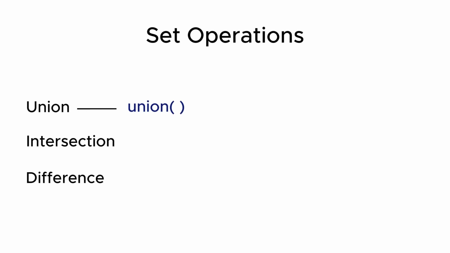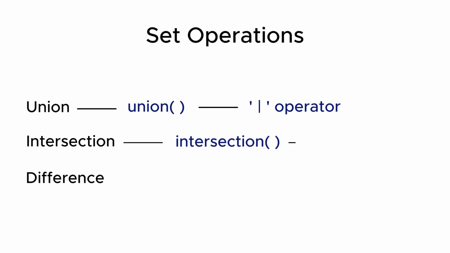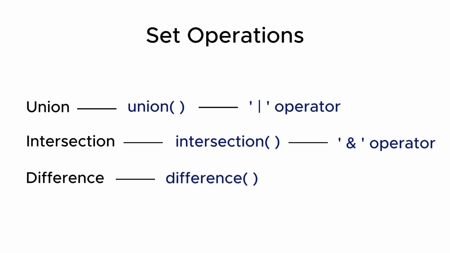Set operations. Sets support various operations such as union, intersection, and difference. The union of two sets can be obtained using the union method or the | operator. The intersection of two sets can be obtained using the intersection method or the & operator. The difference between two sets can be obtained using the difference method or the - operator.